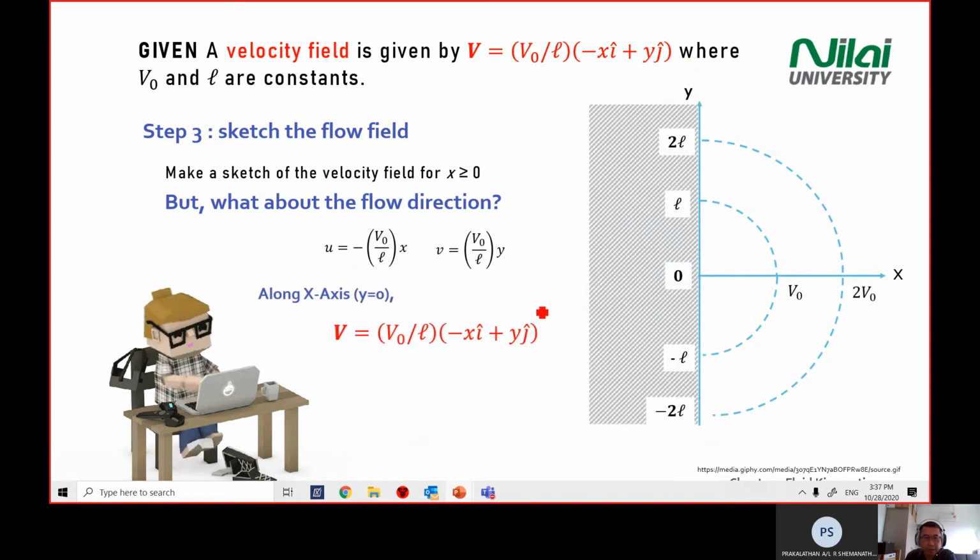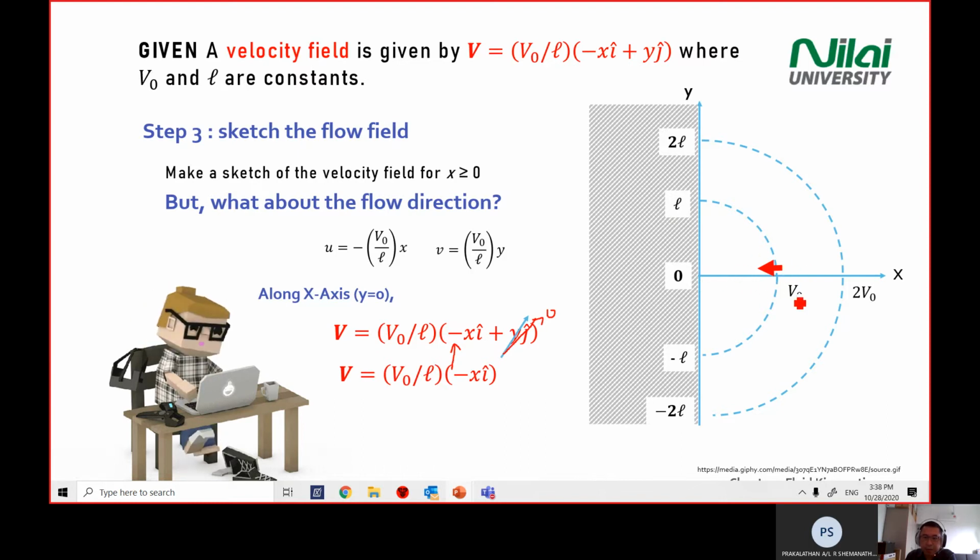Recall the general equation we have, the velocity field. So along the x-axis, which is here, you look at your velocity field, you know that your y equals 0. So this component equals 0. And your x has a negative. So the magnitude of your velocity is negative v0 divided by L, and is in the direction into the origin, like what we show you on the screen here.